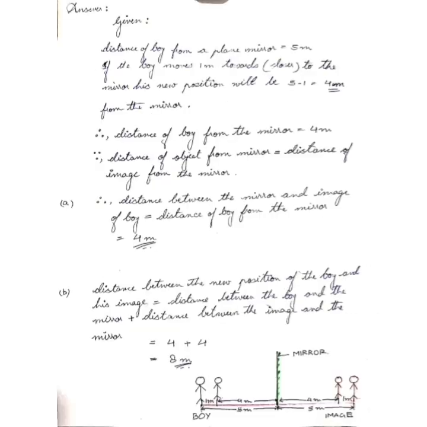The new position will be his initial position minus the 1 meter distance he has covered, so it will be 4 meters. And you know the characteristic of the image formed by the plane mirror, that it is formed at the same distance as the object is from the mirror. So the image also will be 4 meters away from the mirror. So the total distance between the boy and his image, his new position and new image, will be 4 meters plus 4 meters, that will be 8 meters. See how I have shown it with the help of the diagram, and this is how you will solve it.